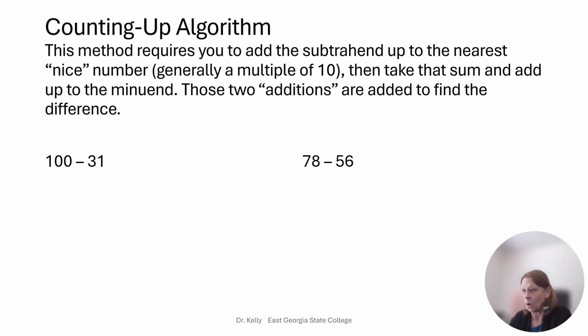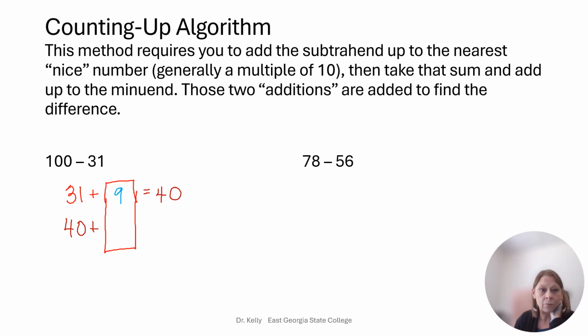So you start off with the subtrahend, okay? You're going to add some number to the subtrahend to make it a pretty number. And so in this case, I'm going to add a 9, because 31 plus 9 gives me a pretty number, which is 40. And now we take this 40 and we write it here. And we're going to finish this box off with 40 plus what is equal to 100. And that would be 60. And so the difference here is these added up, which is 69.